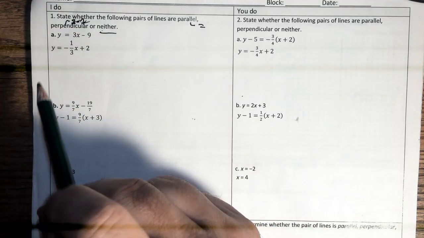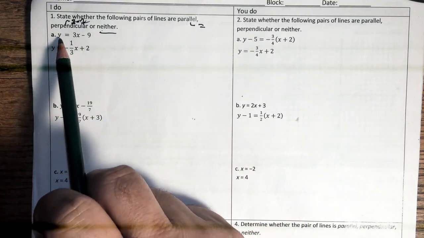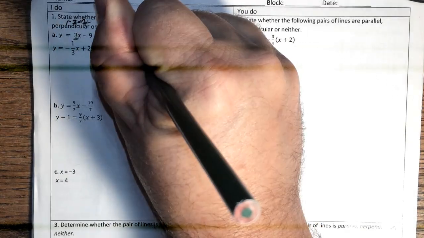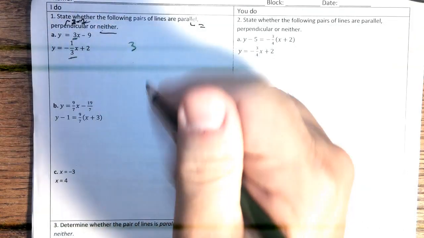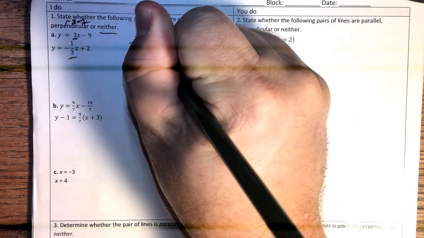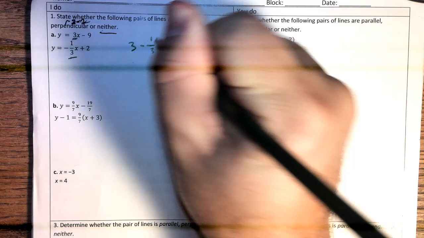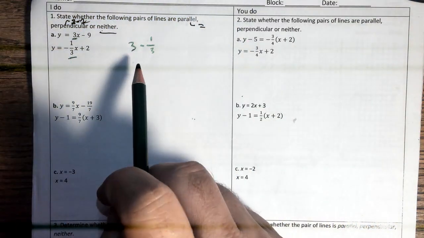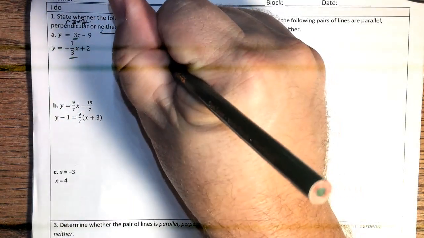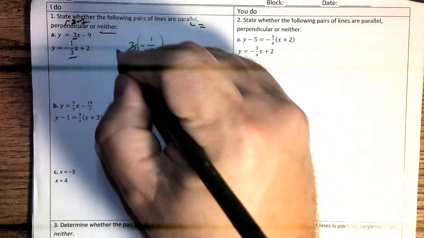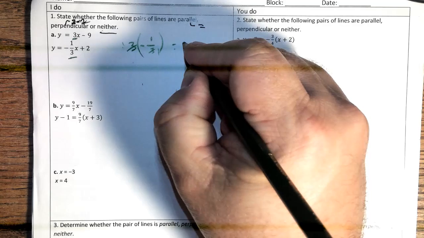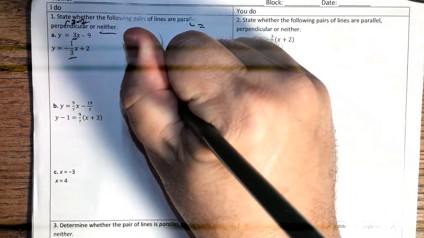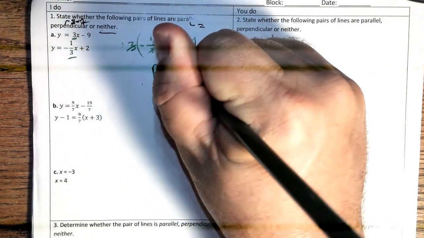So these are in slope-intercept form, so it's y equals mx plus b. Your m here is 3. So y equals mx, m being negative 1/3 for the second one. Okay, well, these are obviously not equal. Let's try to multiply them. 3 goes into 3 one time. 3 goes into 3 one time. 1 times negative 1 is negative 1. So, ta-da, this one's perpendicular.